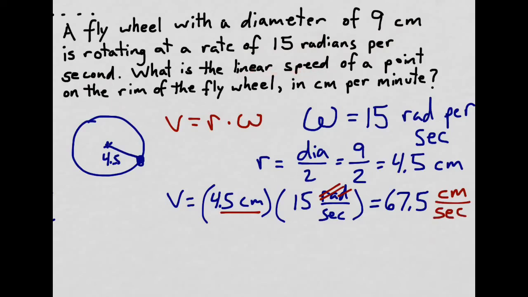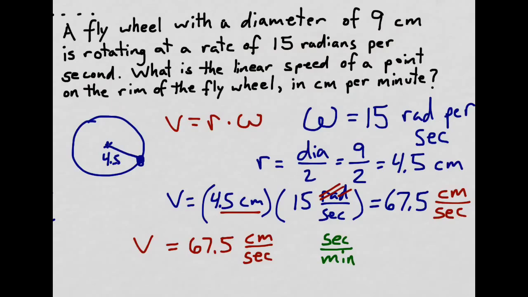But we'd like the linear speed in terms of centimeters per minute. We want to take 67.5, which is in centimeters per second, and translate that into a value in terms of centimeters per minute. To do that, I want to cancel out the seconds in the units. And so I'm going to multiply by a conversion factor that has seconds on top and replaces that with the units that we'd like. So I'm going to put seconds on top and minutes in the denominator.